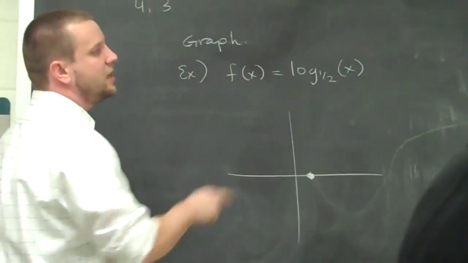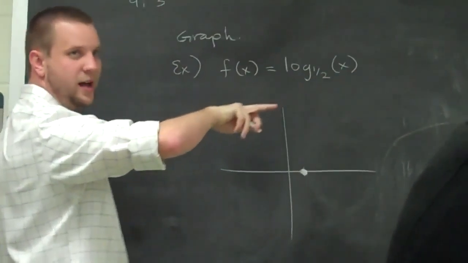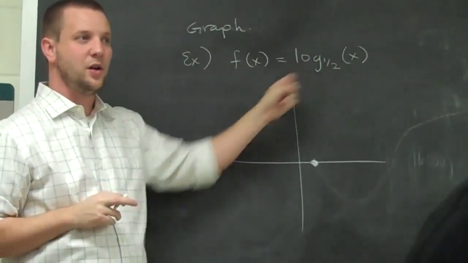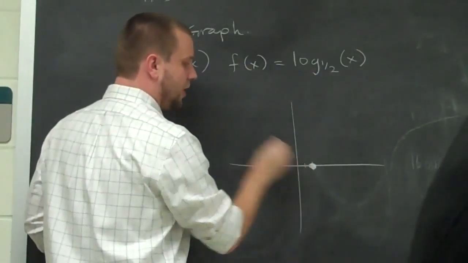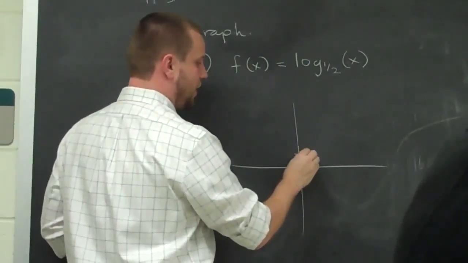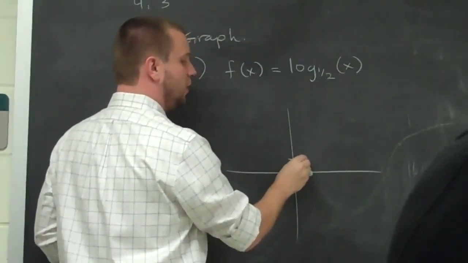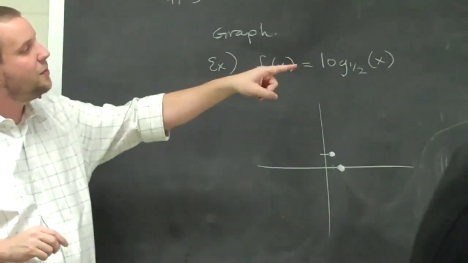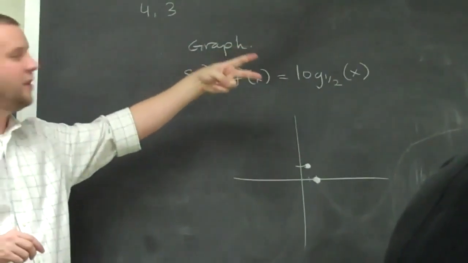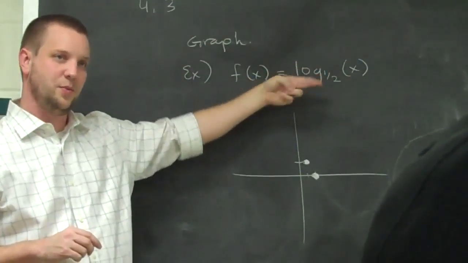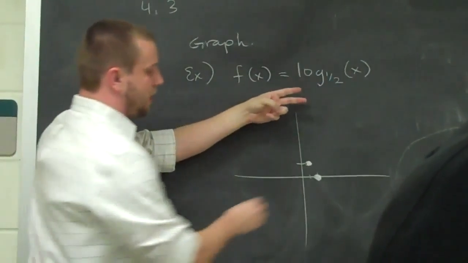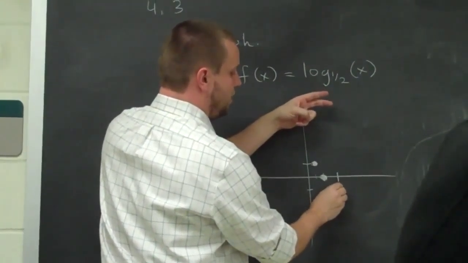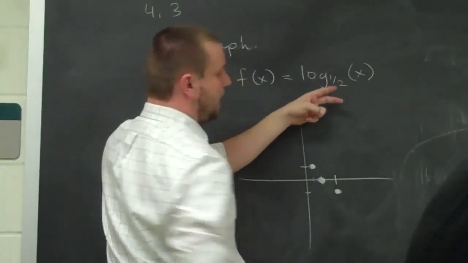Then the other points, my base comma 1. Well, the base for this function is 1/2. So I'm going to go to where x equals 1/2, and that's when the y value gets up to 1. And then the third point is the reciprocal of the base, and since my base is 1/2, its reciprocal is 2. So I go out to where x equals 2, and that's when the y value equals -1.